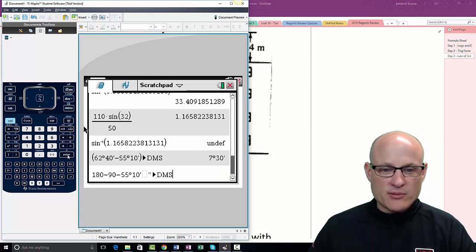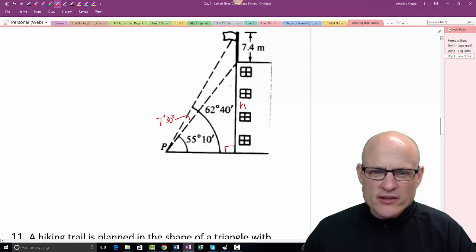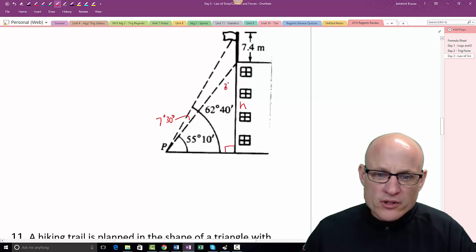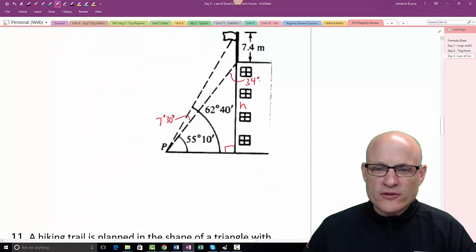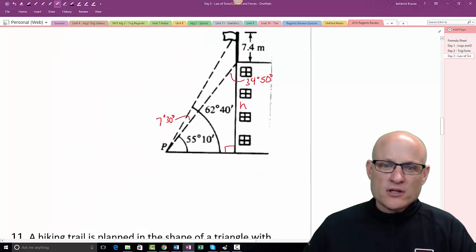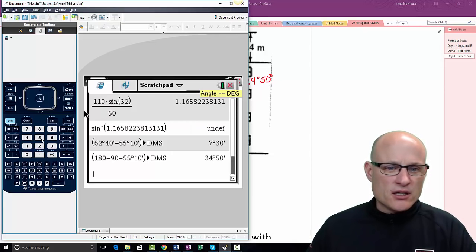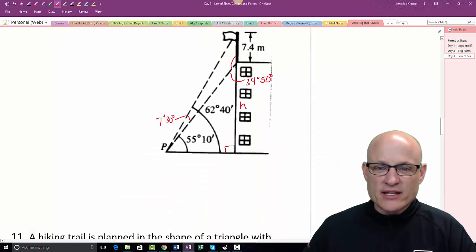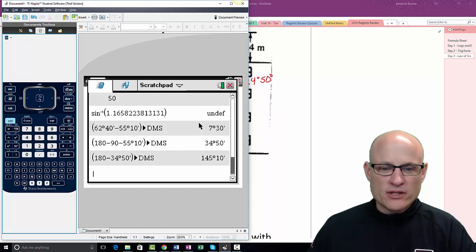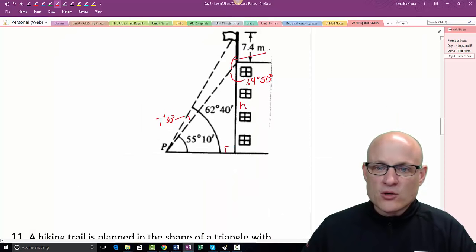And we'll DMS that just to keep everything in degrees, minutes, seconds. 34 degrees. That's this one up here. 34 degrees, 50 minutes. Let me just get this one right here. I might need it. 180 minus... So that's 145.10. Wait, no, that's not what I want. Yeah, that's 145.10. 145 degrees, 10 minutes. I got one left to do.